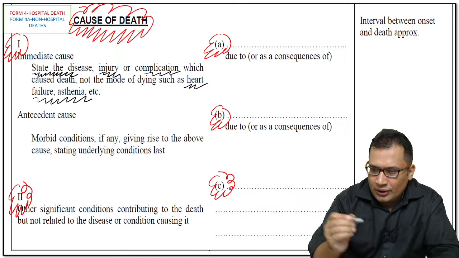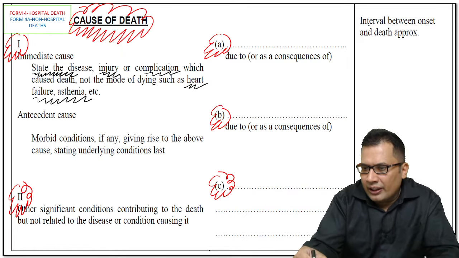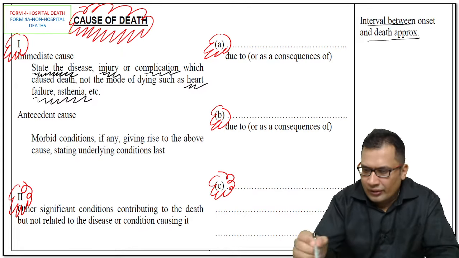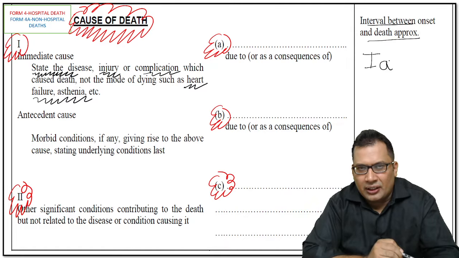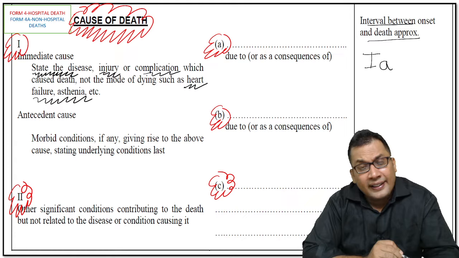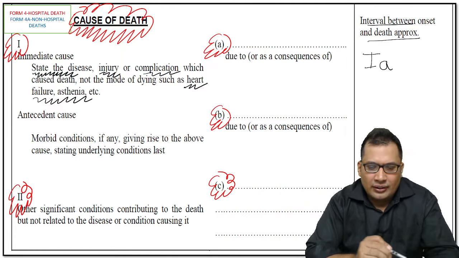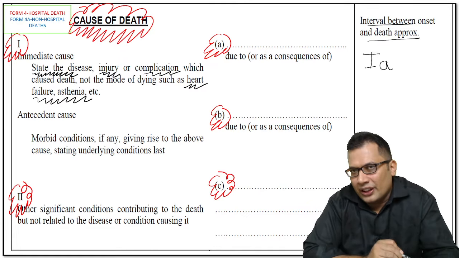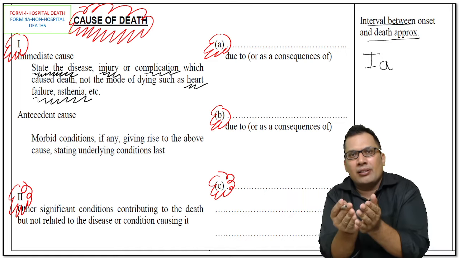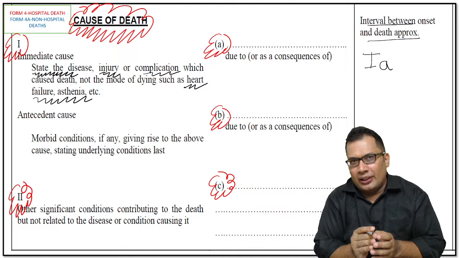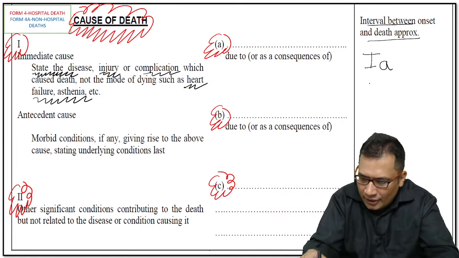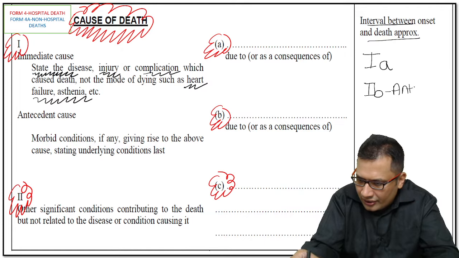1A. Then interval between onset and death. Okay. So 1A is the immediate cause of death. Antecedent cause comes under 1B and 1C. What do you mean by antecedent? Antecedent means come before. Come before the 1A. That is 1B. The 1B is the antecedent cause.